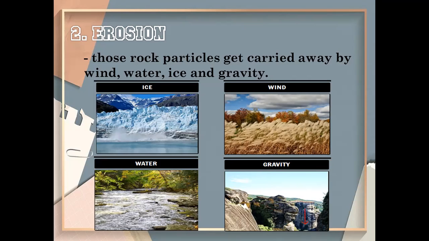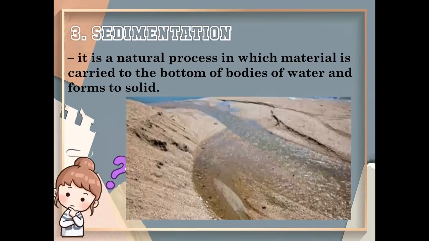And last, for the erosion is the gravity. So, gravity, syempre yung gravity. It also called a mass movement. Diba? Kumbaga, from nasa taas, because of the gravity, babagsak or mapupunta siya dun sa baba. Okay? Next, we have the sedimentation.